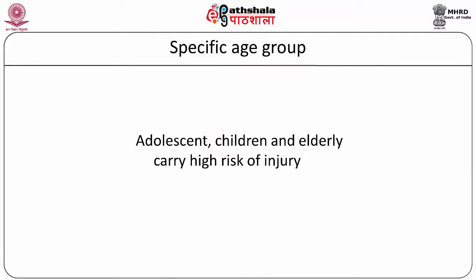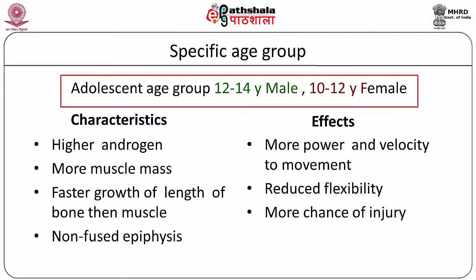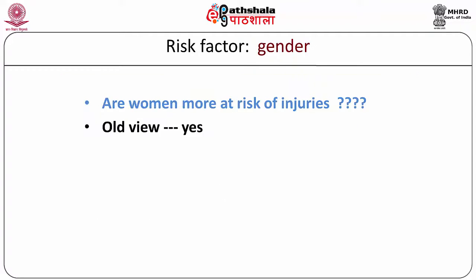Adolescents, children and the elderly carry high risk of injury due to physiological changes of growth. The adolescent athlete is more susceptible to injury than the pre-pubertal athlete because the circulating androgen promotes the faster development of muscle mass and enhances movement velocity and power. Adolescent athletes also have reduced flexibility due to a physiological lag in the lengthening of musculotendinous structure as compared to the longitudinal lengthening of the bone.